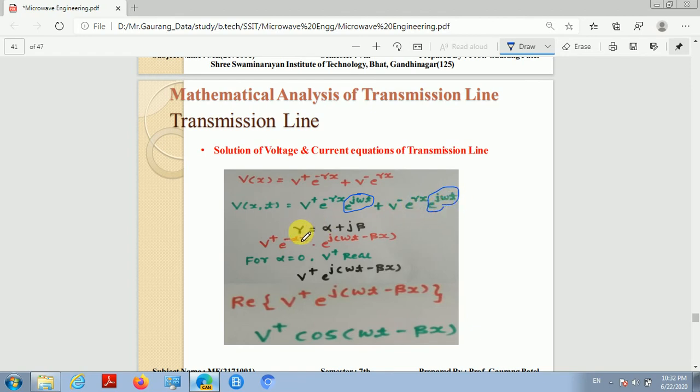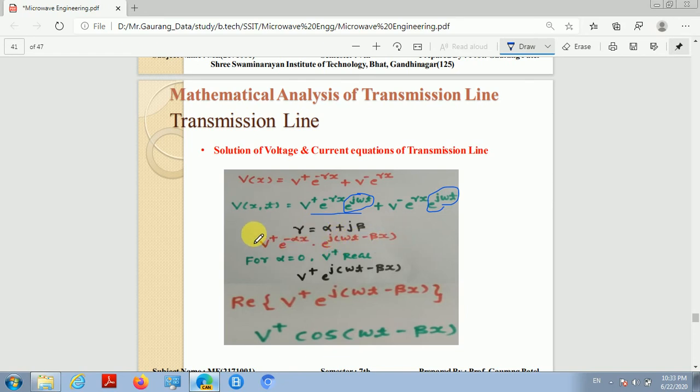Now what is gamma? Alpha plus j beta, that is the propagation constant. So if I consider the first term of this voltage, that is V plus e raised to minus gamma x e raised to j omega t, and instead of gamma, if I put alpha plus j beta, then this becomes V plus e raised to minus alpha x into e raised to j omega t minus beta x.